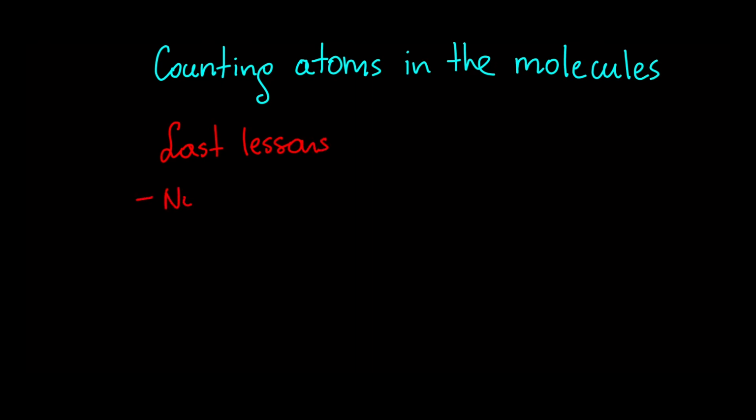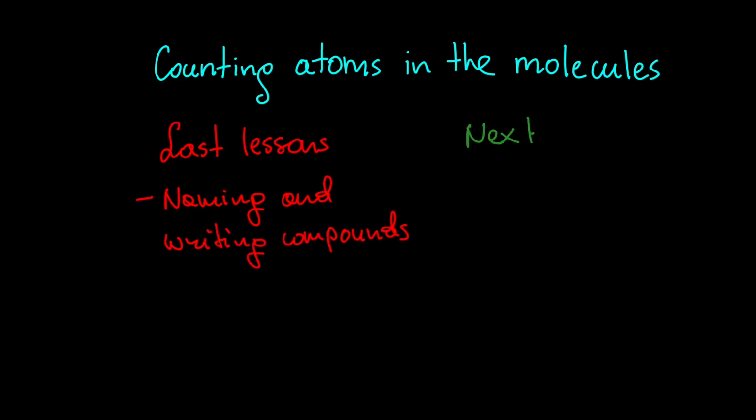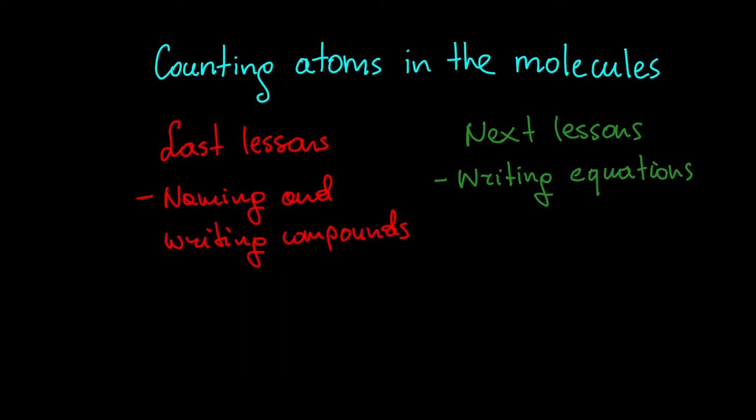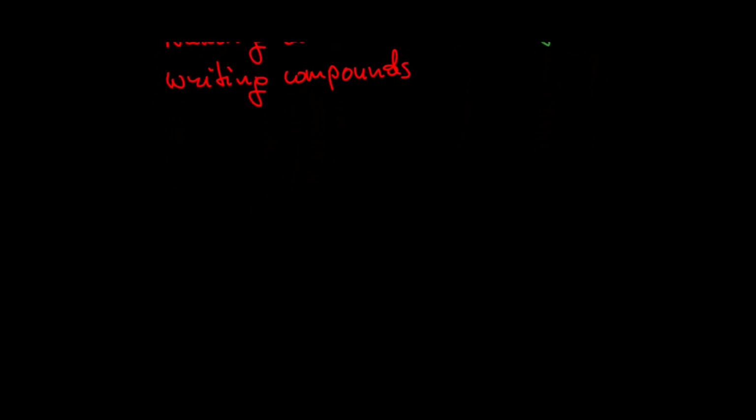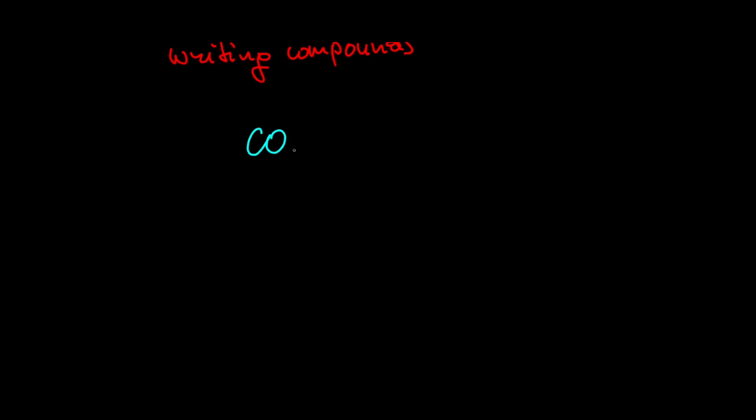In the last few lessons, we learned how to write chemical formulas and name compounds. In this and the next sessions, we will be talking about how to write chemical reactions and balance equations. The first step to being able to do those things is to learn how to count the number of atoms in the molecules. Let's take carbon dioxide for example.